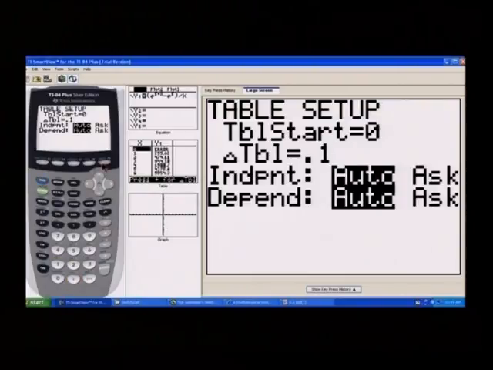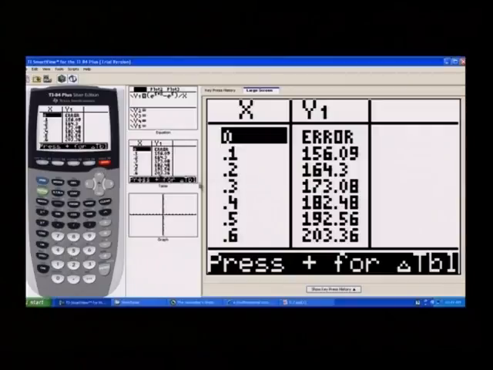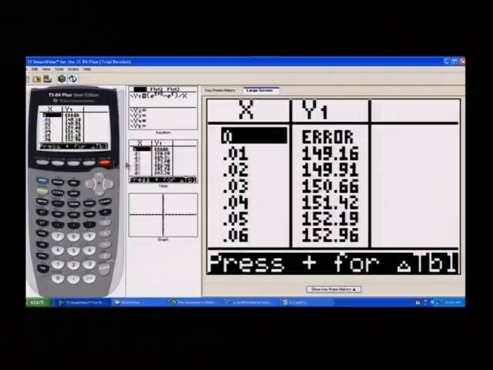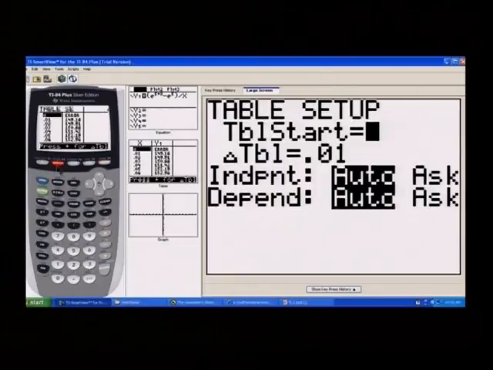Now let's look at our table and see what's happening. Notice again at 0 it's giving us an error, but as that interval closes down, or gets smaller, what does it look like it's approaching? Okay, about 156. Let's make it even smaller. Let's make it 0.01. So instead of 0.1 seconds, let's go 0.01 seconds, and see if we can get a better approximation. Now as we get closer, we're seeing it's going to 149. Let's make it 0.001.